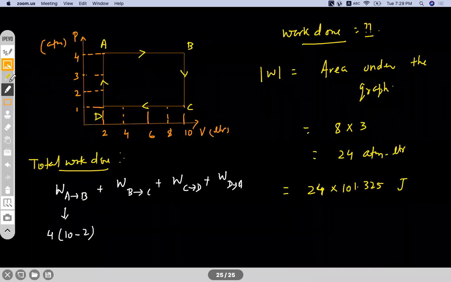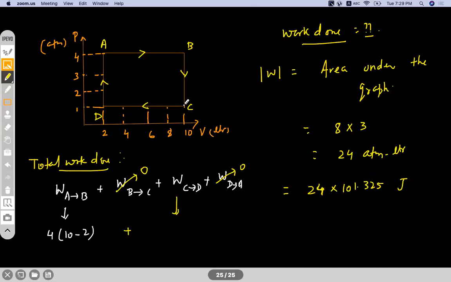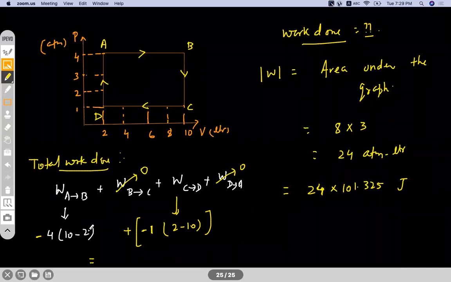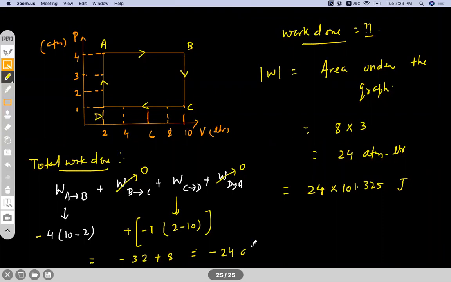See, B to C is constant volume, correct? So B to C is 0. D to A is also constant volume, 0. C to D, external pressure is 1, and the change in volume is 2 minus 10. Like this, you can find out the value. You'll get the exact value with sign. Okay. 10 minus 2, 8 into 4, 32, minus 32 plus 8. So you see, with sign, we are getting minus 24 ATM liter. Correct. So if you do the calculation, you will get the answer with sign.